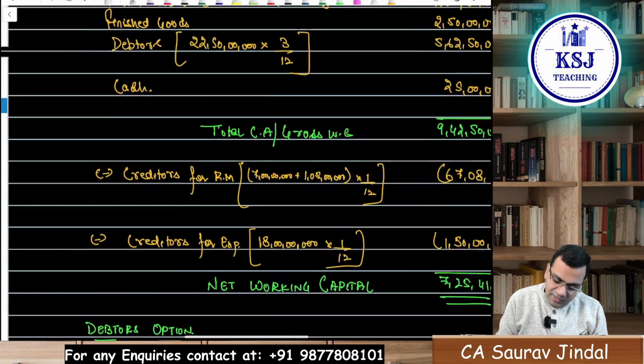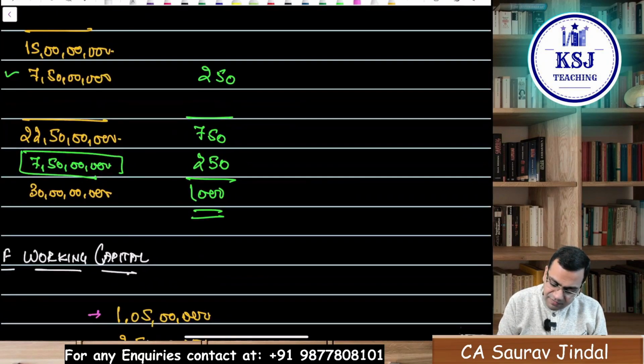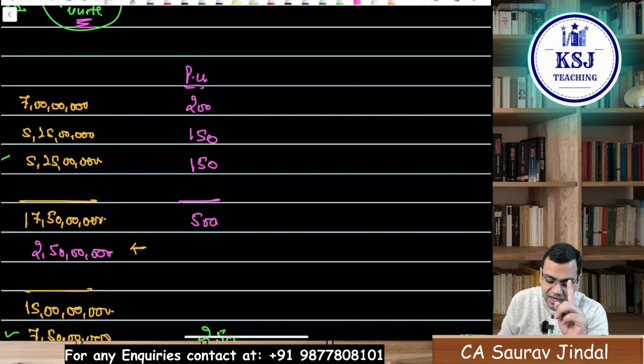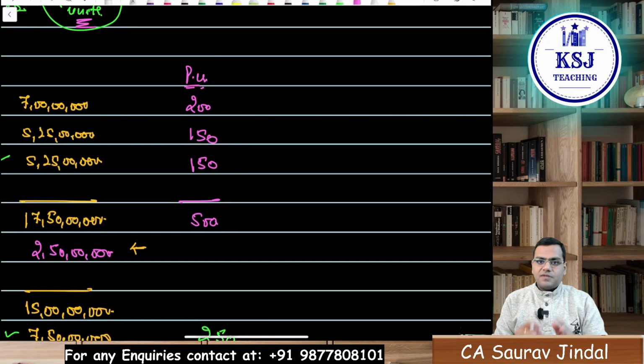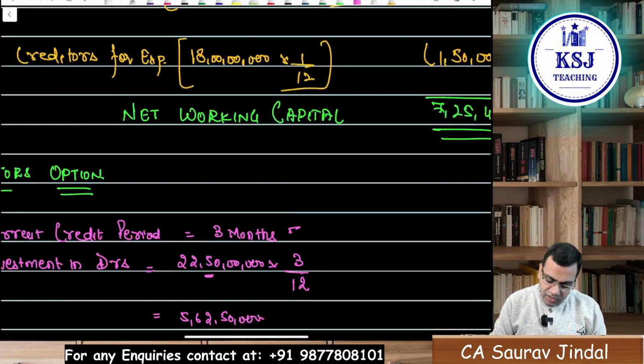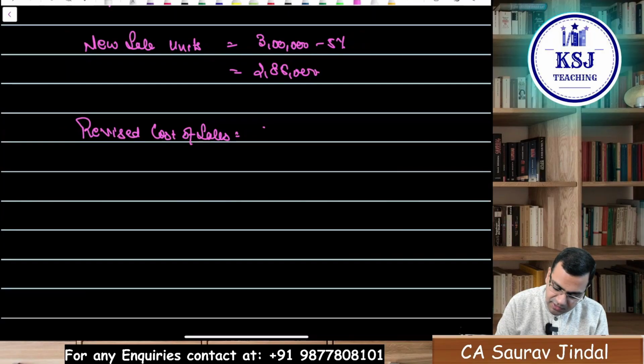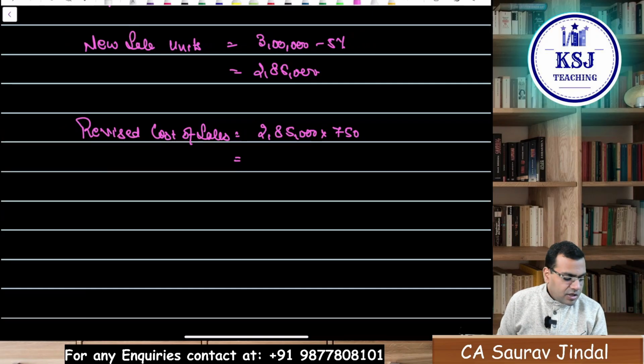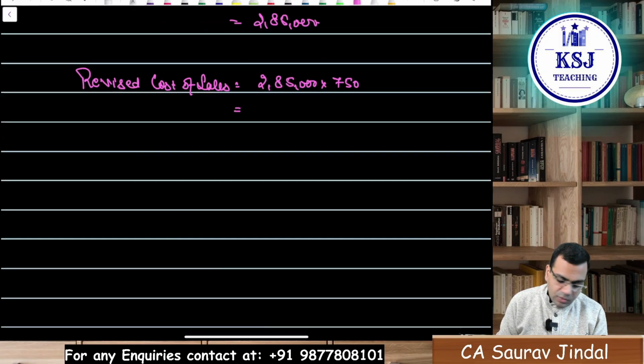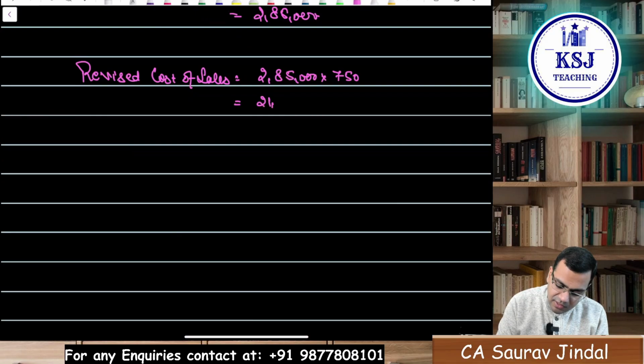How will you calculate it? Here you have calculated that for every 1 unit, your cost of sales is 750. That is why I calculated this per unit column also. Now, for the new number of 2,85,000 units, multiplied by 750, this will be your new cost of sales. That comes to 21,37,500.